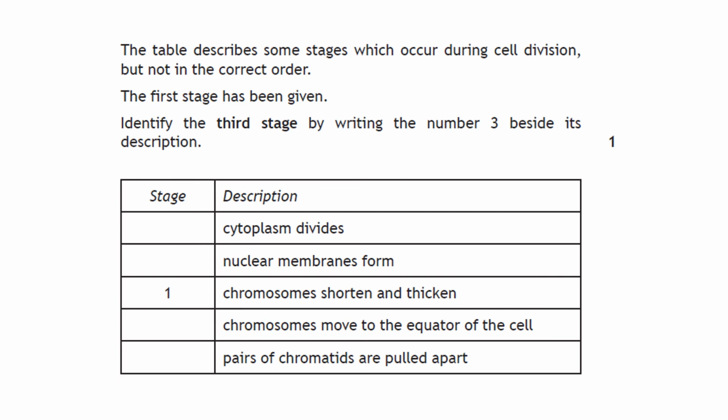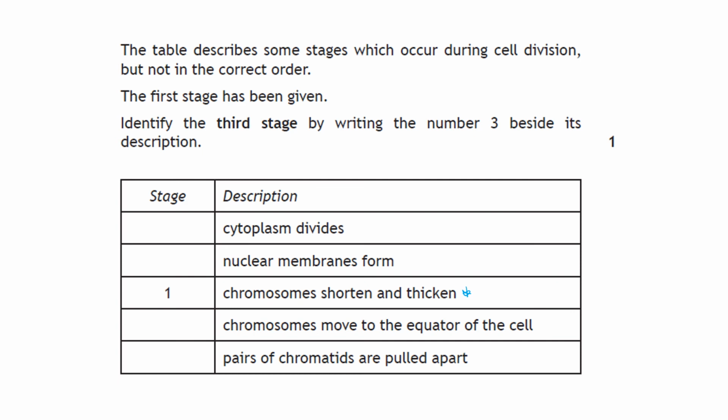Table describes some stages which occur during cell division, but not in the correct order. The first stage has been given. Identify the third stage by writing the number 3 next to its description. So I think the easiest thing to do here is just work through, right? So chromosomes shorten and thicken. Now we wouldn't say that, but what we would say is, oh, our chromosomes, we've done DNA replication, our chromosomes are made up of 2 identical chromatids.